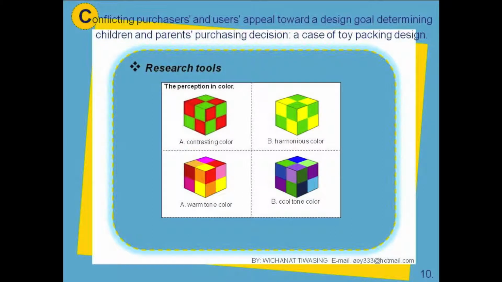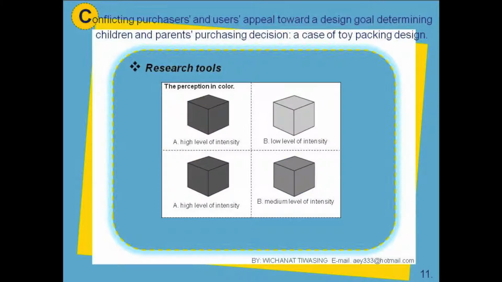The perception in color. There are four pairs of comparison, which are: firstly, between contrasting color and harmonious one; second, between warm tone color and cool tone color; third, between high level of intensity color and low level of intensity color; and the fourth one, between high level of intensity color and medium level of intensity one.